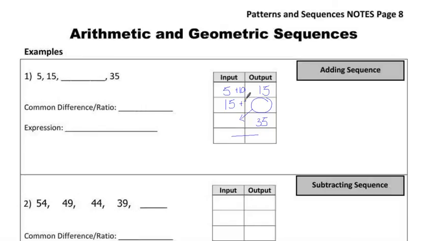15 plus 10 will give me 25. And just to check it, I'm going to slide 25 into here. 25 plus 10 does give me 35. So my answer that goes in this blank is 25.